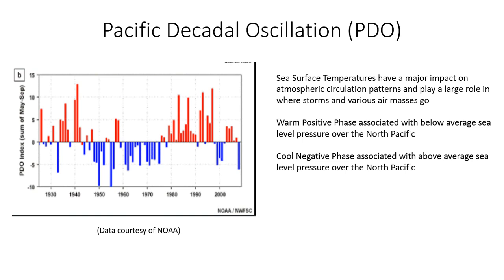The warm positive phase of the PDO is typically associated with below average sea level pressure over the North Pacific. And then the cool negative phase is associated with above average sea level pressure over the North Pacific. So warm phase PDO, think area of low pressure in the Gulf of Alaska and in the Northeast Pacific as a predominant synoptic feature, whereas a cool negative phase, think of an upper level ridge situated in the Northeastern Pacific and in the Gulf of Alaska.